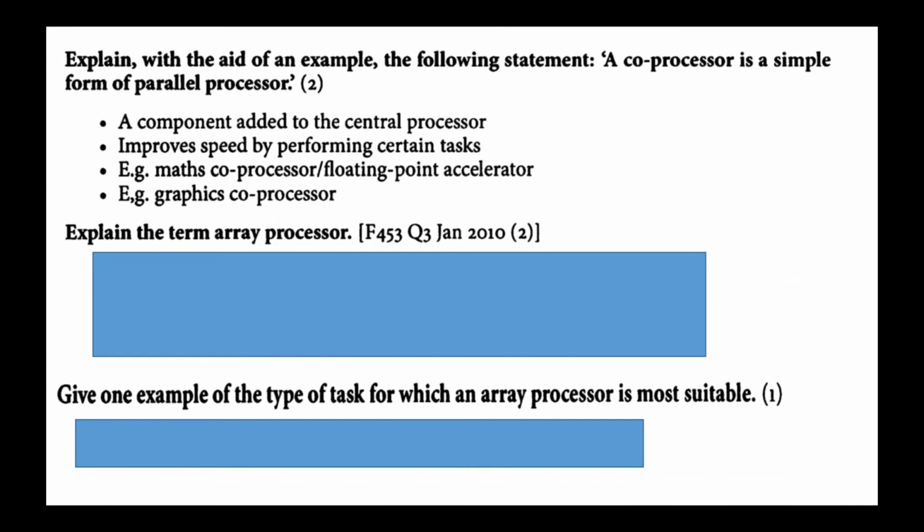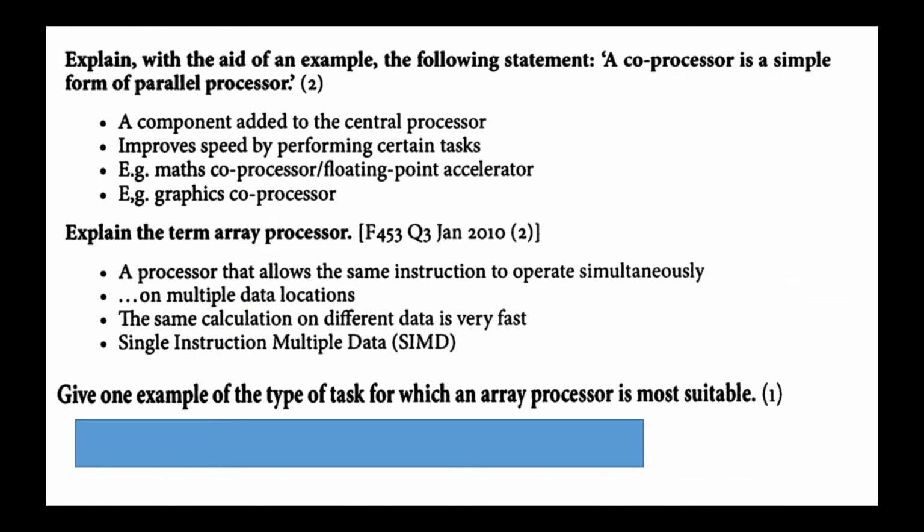as well. So now, the term array processor: a processor that allows the same instruction to operate simultaneously on multiple data locations. The same calculation on different data is very fast. So, single instruction, multiple data, SIMD. Try and actually say what SIMD stands for. Do not use the acronym. Do what it actually is. So say single instruction, multiple data. State what it is. Do not use the acronym.